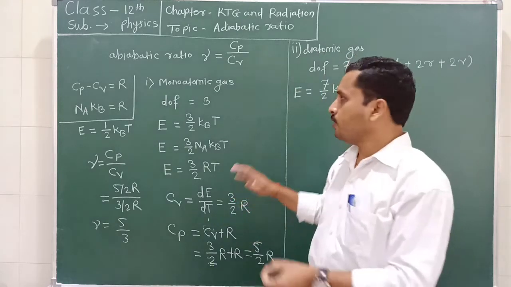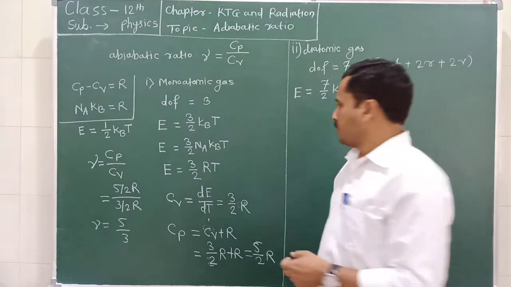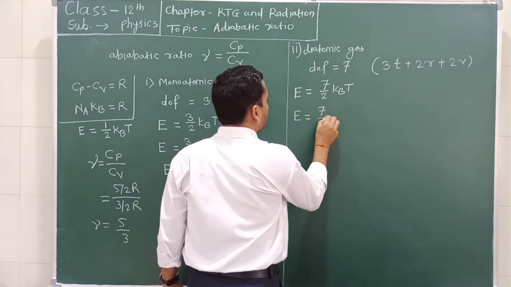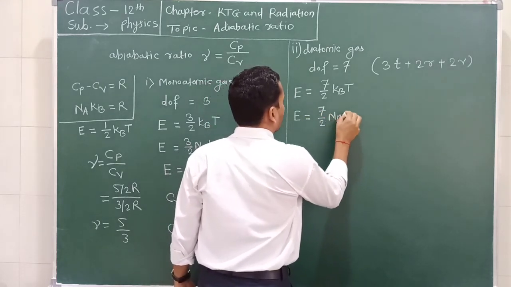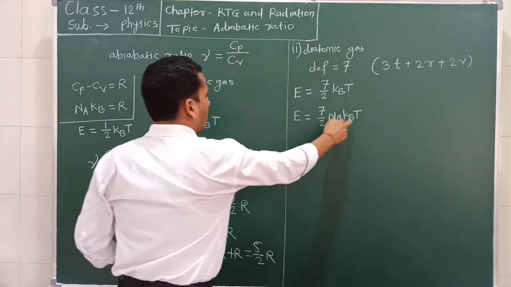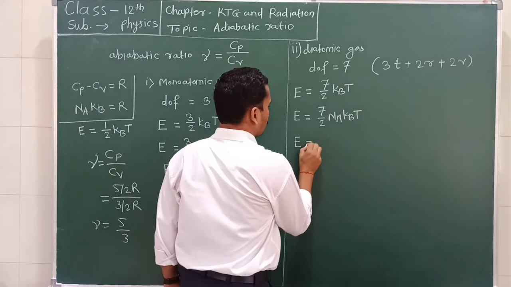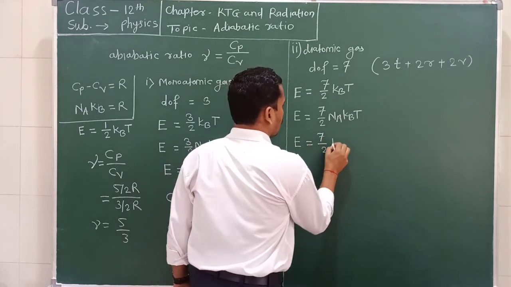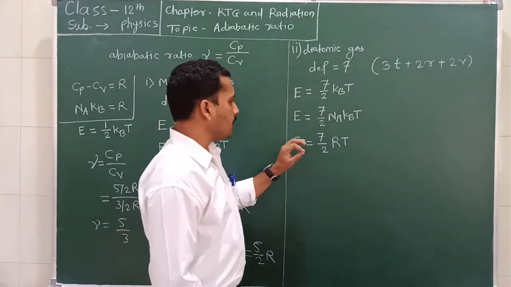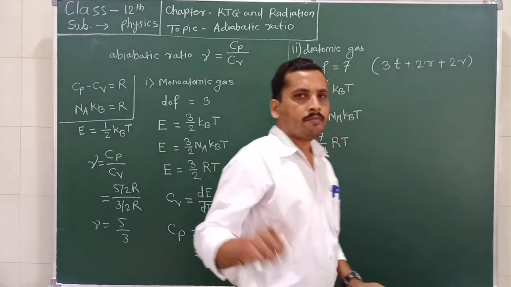Now we are going to multiply this equation by Na to convert it into molar. So the internal energy is equal to 7 by 2 Na multiplied by kBT. Now we know that Na multiplied by kB is equal to the gas constant R. So we can write E is equal to 7 by 2 R multiplied by T. This is the energy of a diatomic gas of 7 degrees of freedom per mole.